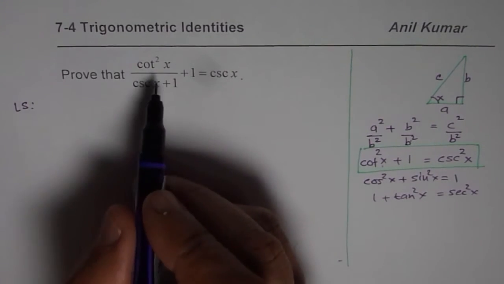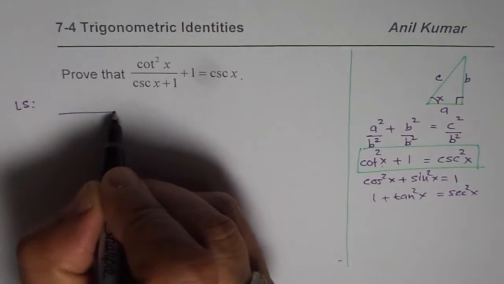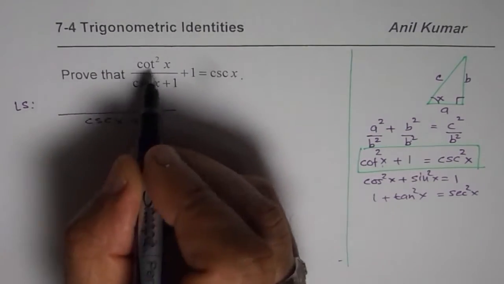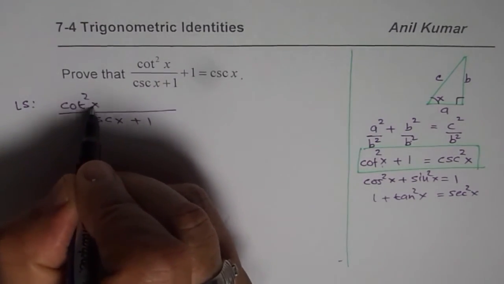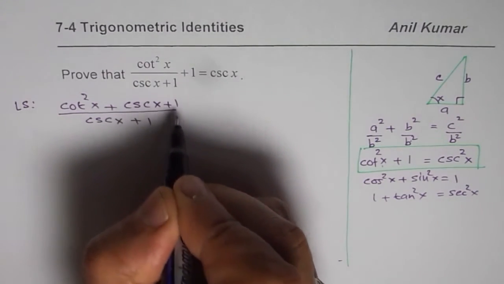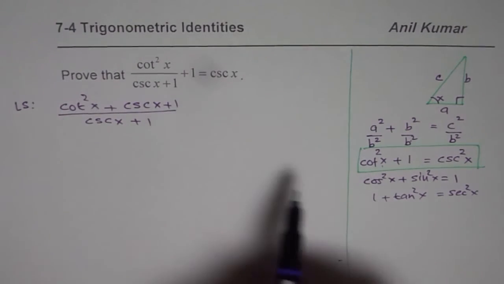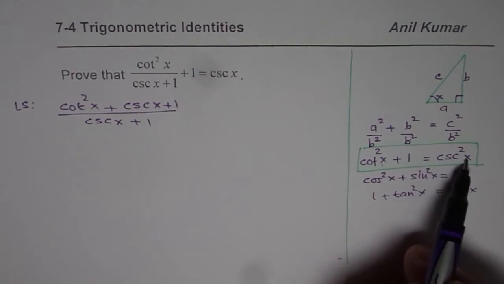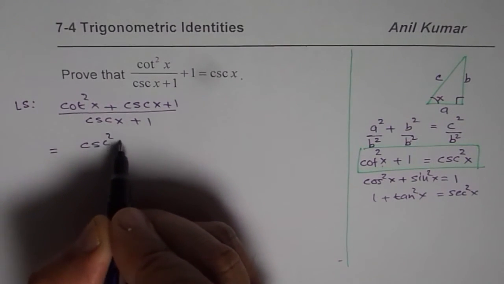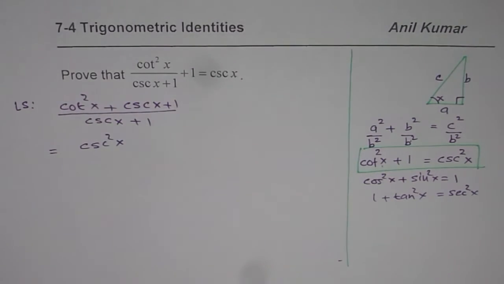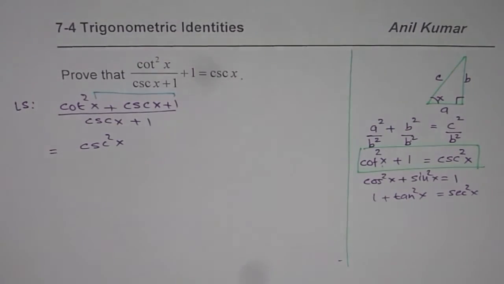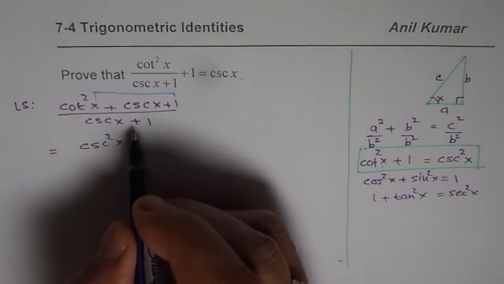Okay. Now let's begin with the left side. We'll take a common denominator, and this time the common denominator for us is cosecant x plus 1. The numerator is cot square x plus, we'll multiply this by 1, so we get cosecant x plus 1, right? Now as you know, cot square x plus 1 is how much? Cot square x plus 1 is cosecant square x, so we can write this as cosecant square x, right? So what we have done here is combine cot square x and 1. So what we are left with is plus cosecant x, right?